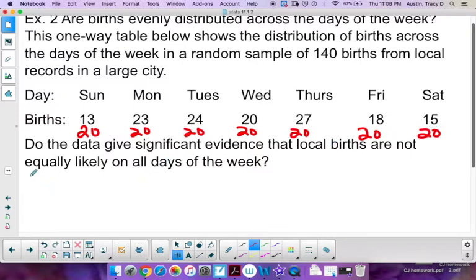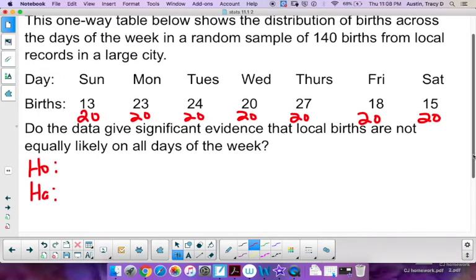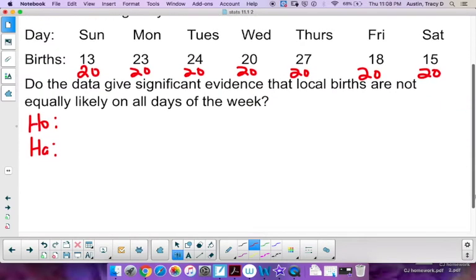Okay, so we already did our null and we already did our alternative. The null was that, let's see, what was it? It was the distribution is as stated, the births are evenly distributed throughout the week. And the Ha was at least one day is not proportionally equal to the rest, or something like that, okay? And we did conditions, with the normal now being all our expected counts are bigger than 5. So now we do the do.